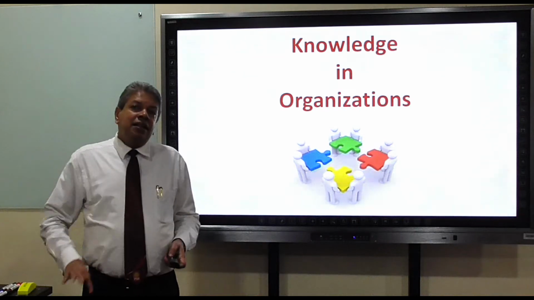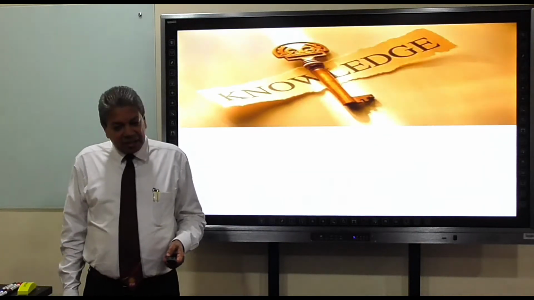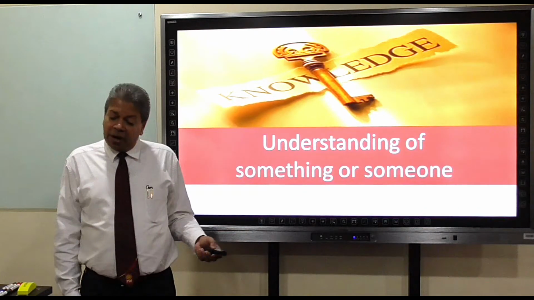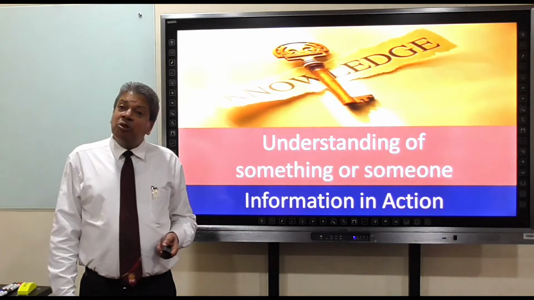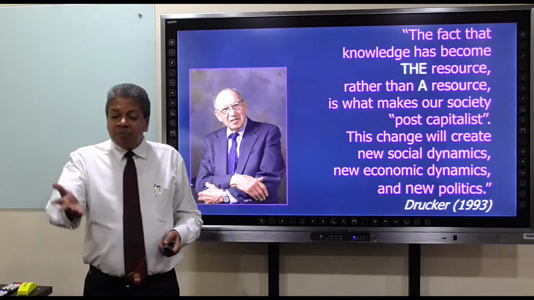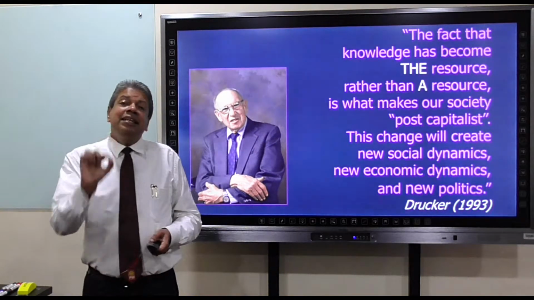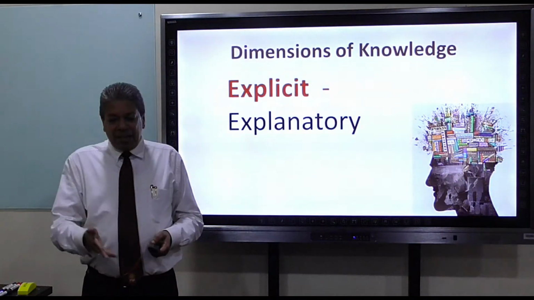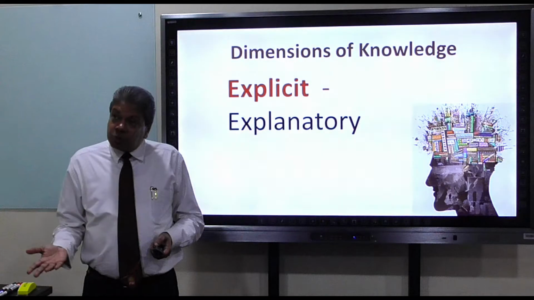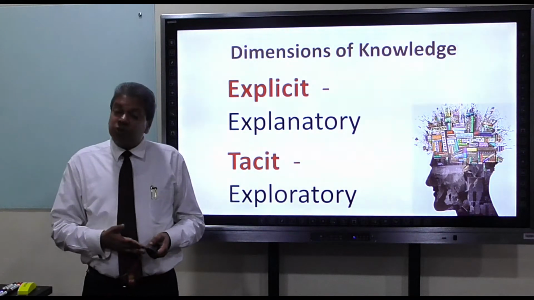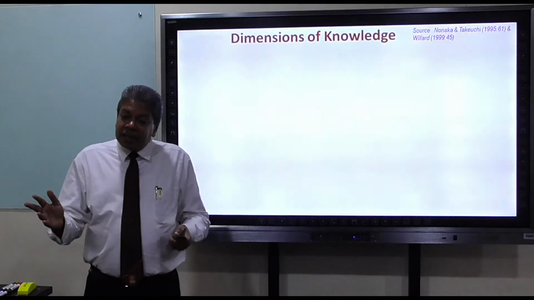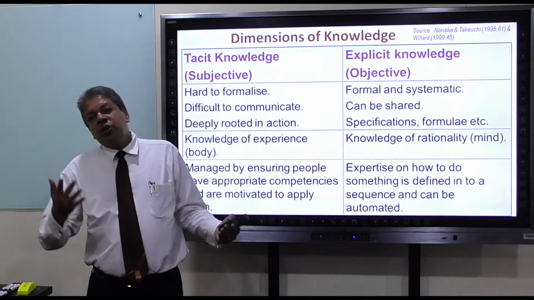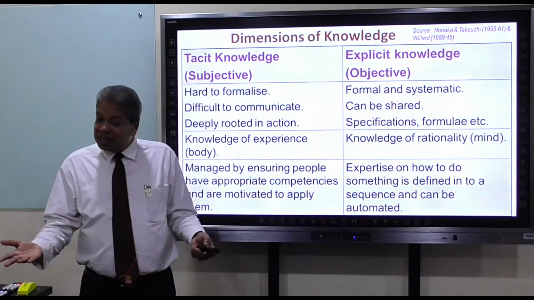And then we had the very first topic, knowledge in organizations, where we identified knowledge as understanding of something or someone. And then it is essentially information in action. Then look at what Peter Drucker had said. Knowledge is the resource that makes a society post-capitalist. And then we identified explicit knowledge, explanatory, and tacit knowledge, exploratory, and we differentiated them by having a nice chart. What is tacit knowledge, which is subjective, and what is explicit knowledge, which is objective.